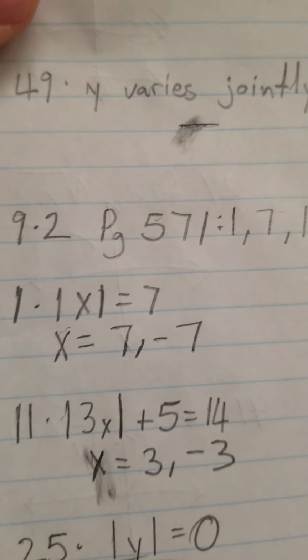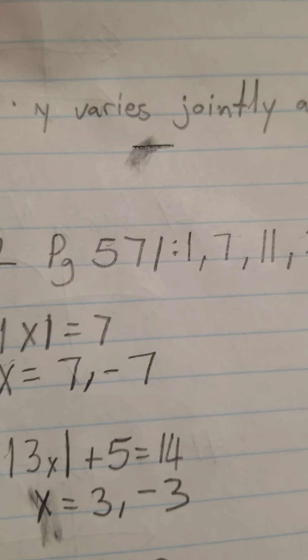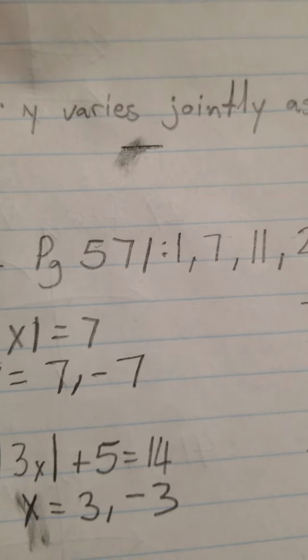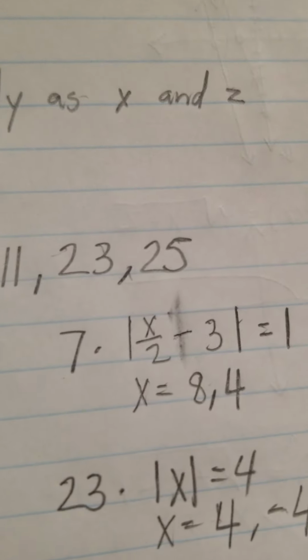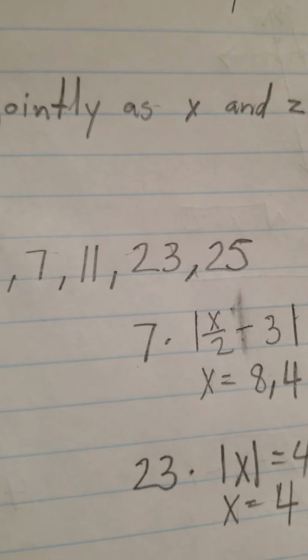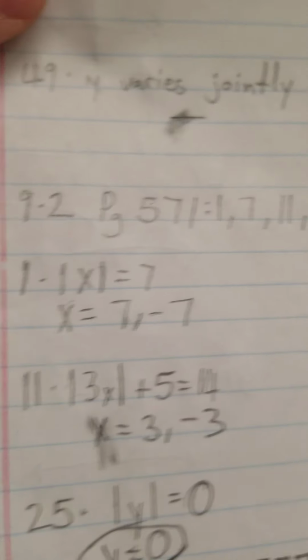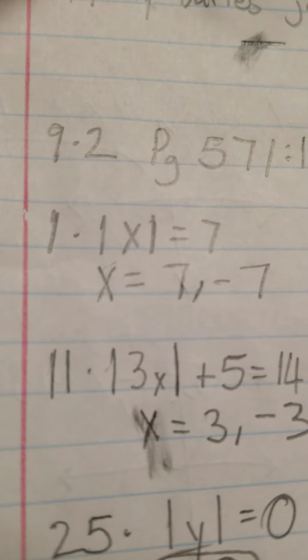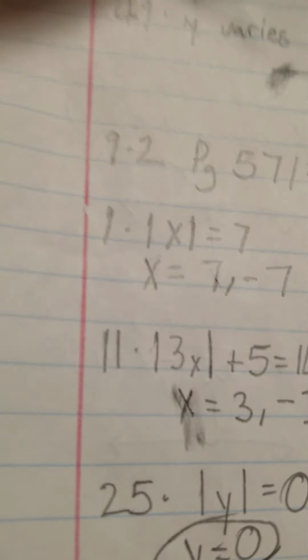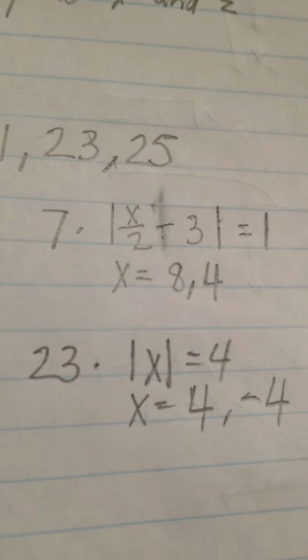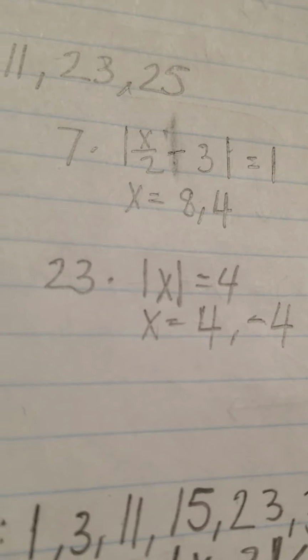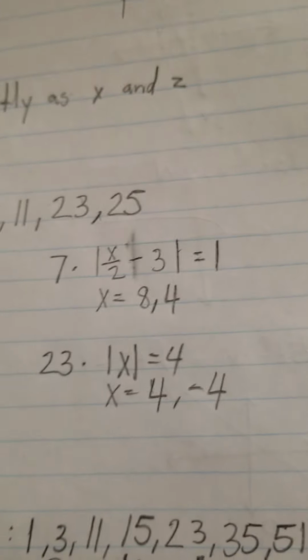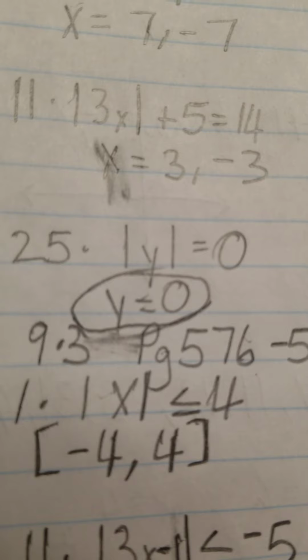Next we have 9.2, which is page 571 and onward: 1, 7, 11, 23, and 25. Sorry if I'm going fast. I only have about 15 minutes left. Number 1. Number 7. Number 11. 23. Number 25.